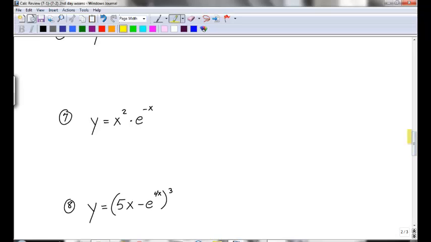y equals 5x minus e to the 4x power, that quantity cubed. Which rule? Chain rule. Yep, chain rule. Okay, take a minute.